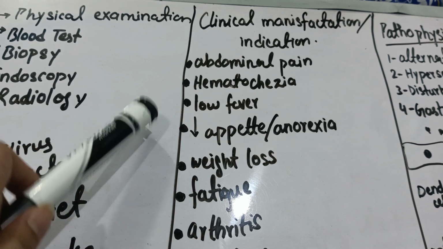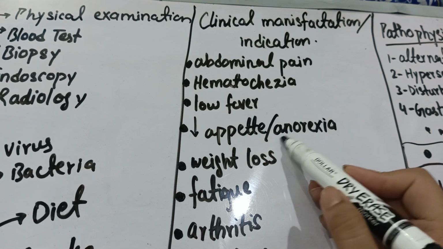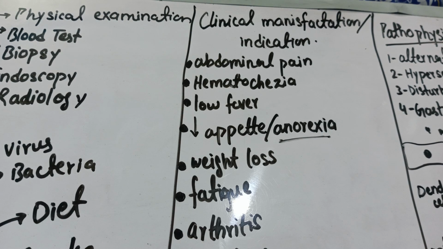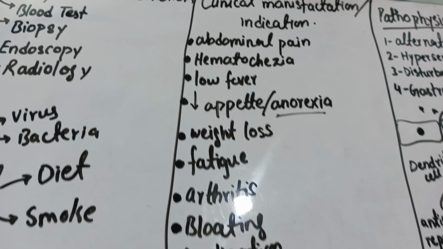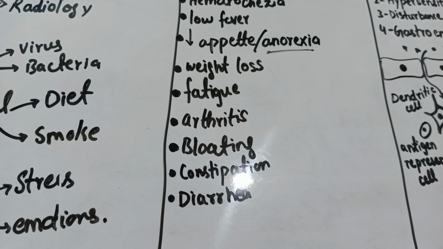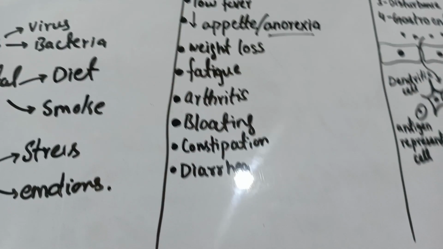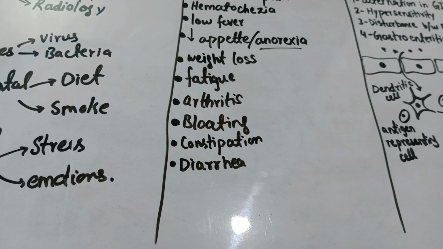Second, you will feel a low fever. You will feel a very low appetite, and anorexia is a state in which the patient fears eating food, because of the pain which starts after eating a meal. Therefore the patient becomes afraid of it and will not take that particular kind of food, so his appetite decreases. His weight suddenly drops, and he will feel fatigue and tiredness. Arthritis is an inflammation of the joints, an autoimmune disease which can start along with inflammatory bowel disease. Then he will feel bloating, meaning he feels his stomach is full, and lastly constipation and diarrhea will be observed.